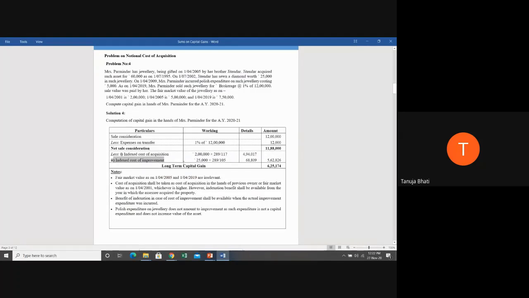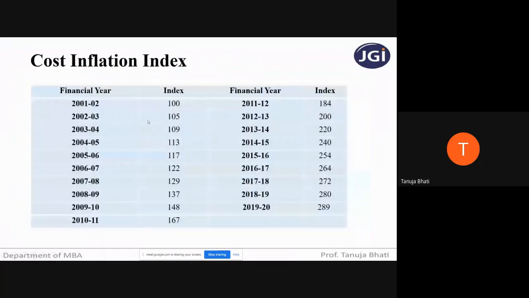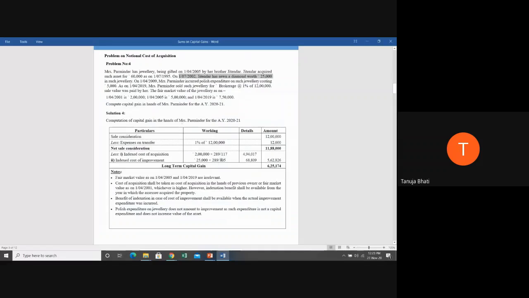Next, indexed cost of improvement. What is the formula? Cost of improvement, which is 25,000 for the previous owner, into the index of the year of transfer, 289, divided by the index of the year in which the previous owner did the improvement. That was 2002, so you see the index of 2002-03, which is 105. Once you solve this, you get 68,809.